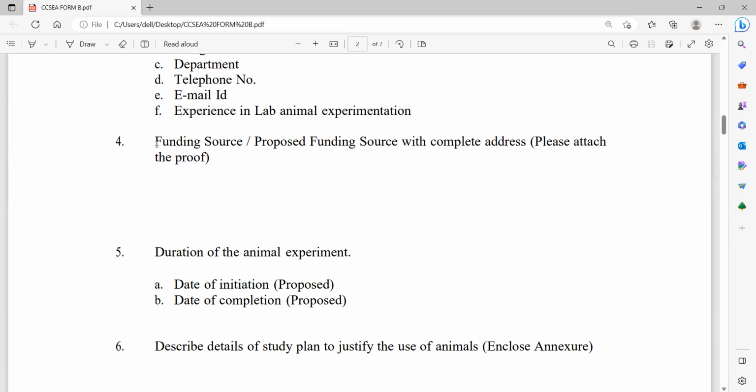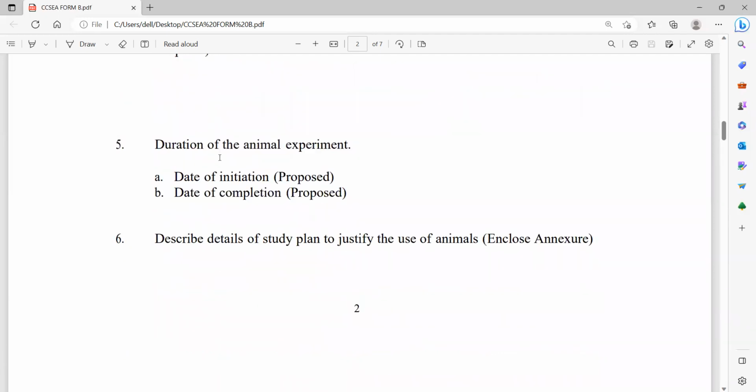So if the project is funded by some government agencies or the agencies are going to fund, then you have to mention the details of the funding agency. If the project is funded by the institute, then you write down the name of the institute which is going to provide the fund for the complete project. And if it is from some agency, you have to attach the proof or the offer letter of the funding agency. Then duration of animal experiment.